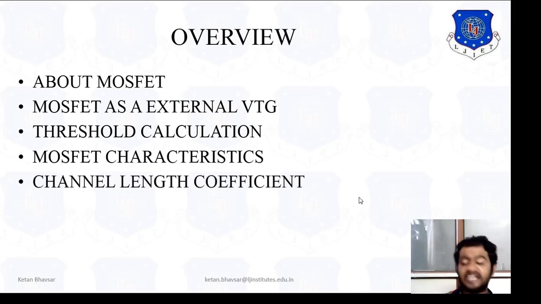Then channel length modulation. As you already know, if you increase VDS more and more, then what exactly happens is the channel length will start decreasing, and after some time it will leave the drain region, and the charge density will increase near the source terminal. So we already studied the lambda coefficient. It is called channel length modulation, and we already studied what exactly channel length modulation is.